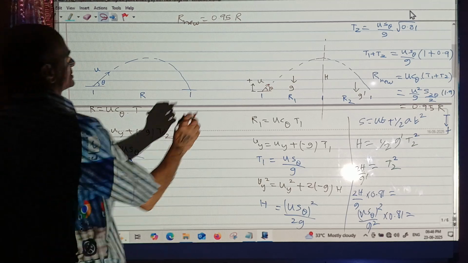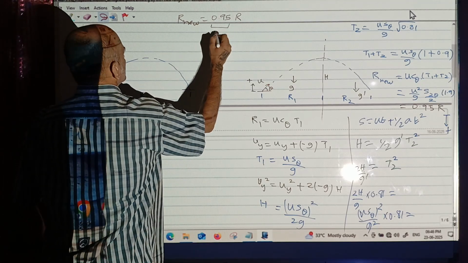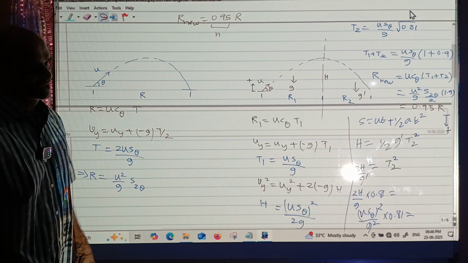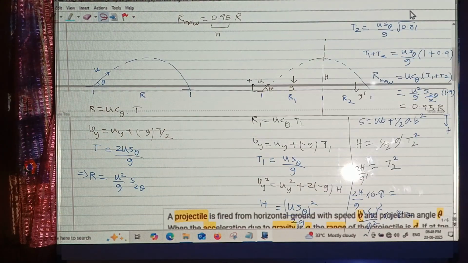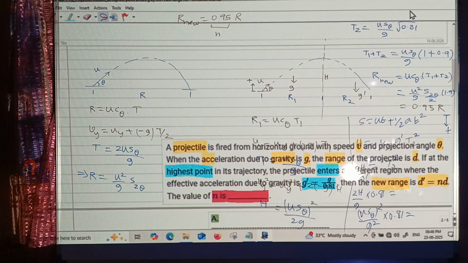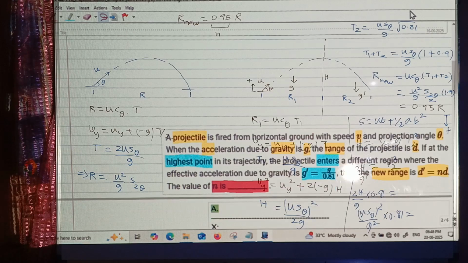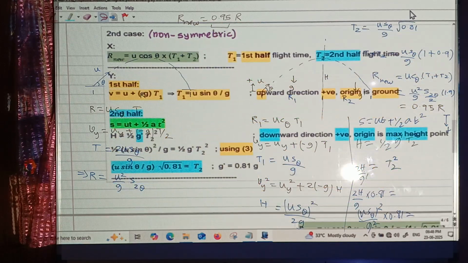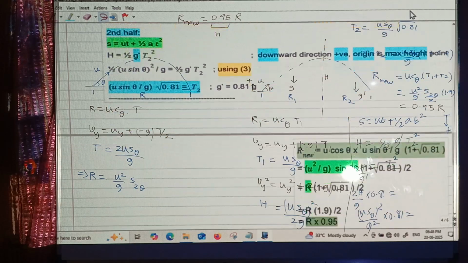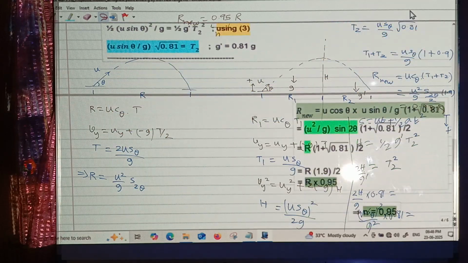So the answer to the question is n equal to 0.95, because they are asking the factor by which the range has reduced. The new range is n times the old range. So this factor is 0.95. 0.95 is the correct answer.